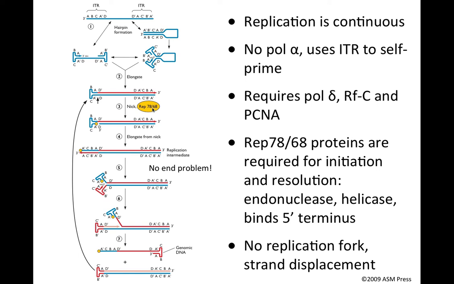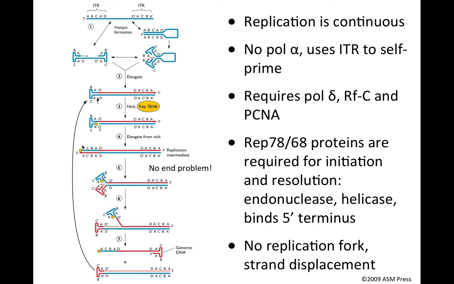And for parvoviruses, that protein is called Rep78/68. What this protein does is it nicks the DNA, in this case this double-stranded DNA, between the A prime and the D segments and makes a free end, a free 3' end. That serves as a primer for the DNA polymerase.